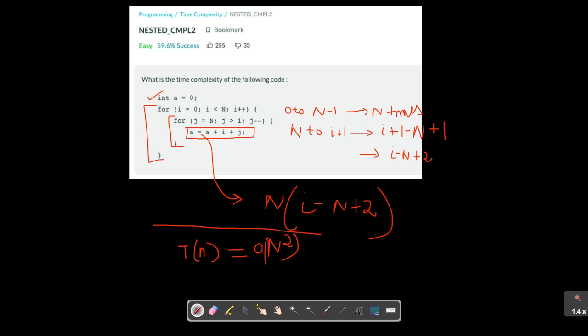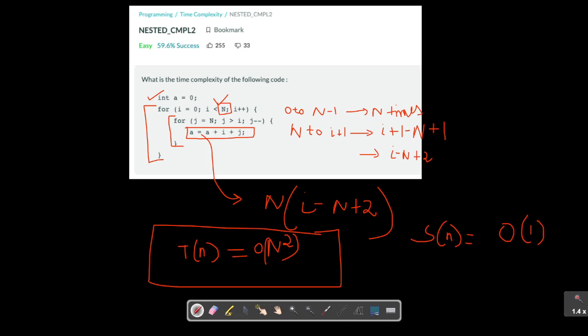Now, for the space complexity part, we can see that we haven't declared any variable which has size in any way proportional to the value of n. So what we can say is the space complexity here will be big O 1, constant space.